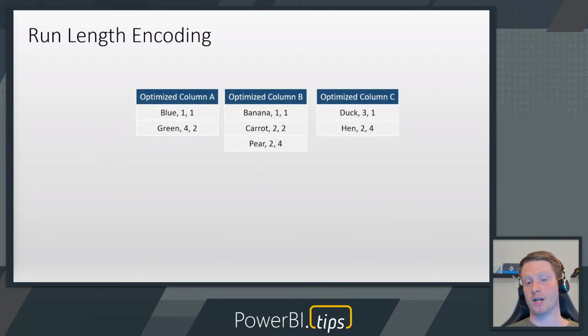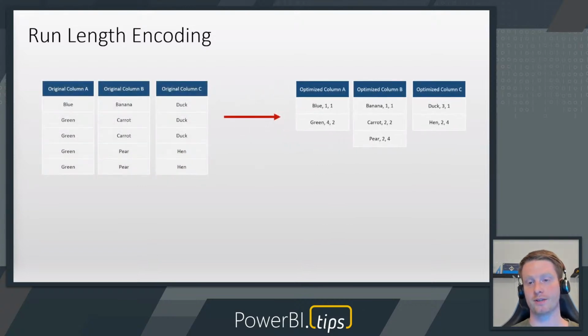So we can actually store the data like this, right? Let's get rid of those redundant values, because now these rows in these optimized columns have all the information to understand what the data looked like in the first place. And if we look at this, from the left, we can optimize down to the right.